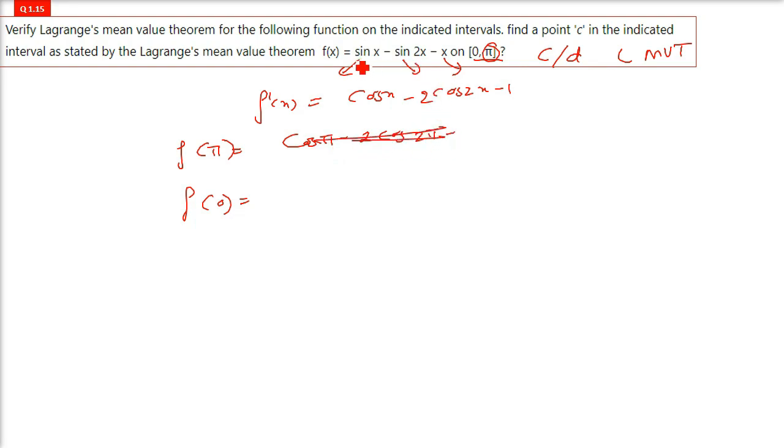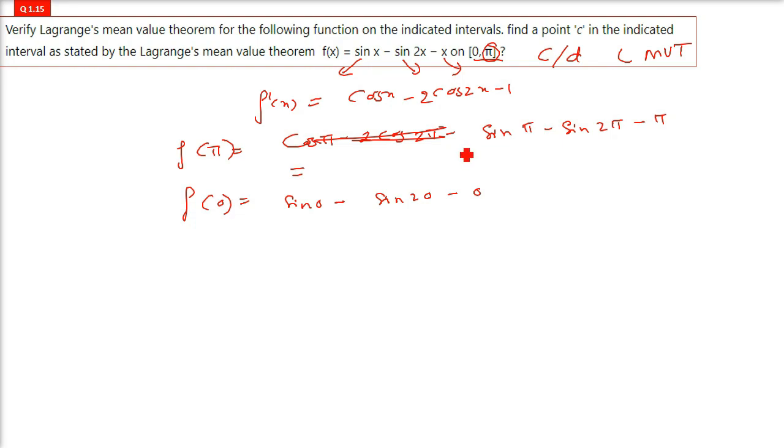Oh no, not in this one. What am I doing? We have to put it in the original equation, right? Sin x minus sin 2x minus x. So sin pi minus sin 2 pi minus pi, then sin 0 minus sin twice of 0 minus 0. See, sin pi is 0, sin 2 pi is 0, only negative pi is going to remain.